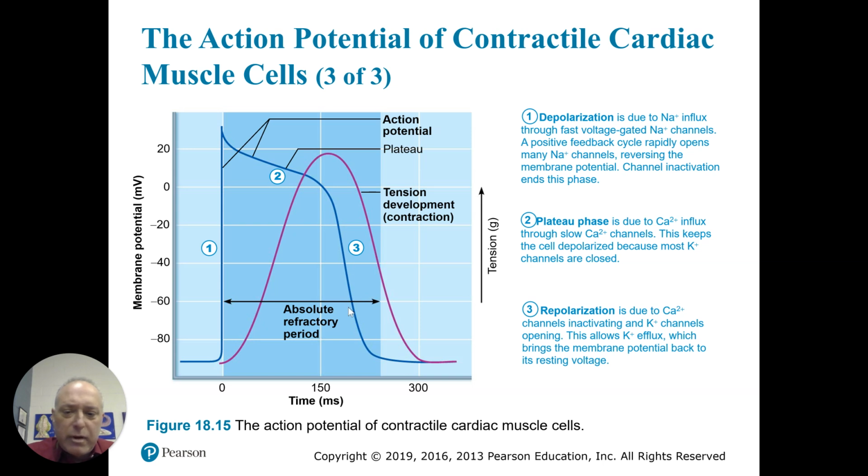This leads to hyperpolarization and less tension development. You can see the overlay of the tension development. So as we depolarize, we start to develop our contraction, and as we hyperpolarize back to baseline, we relax. So the contraction would be systole, and the relaxation would be diastole.